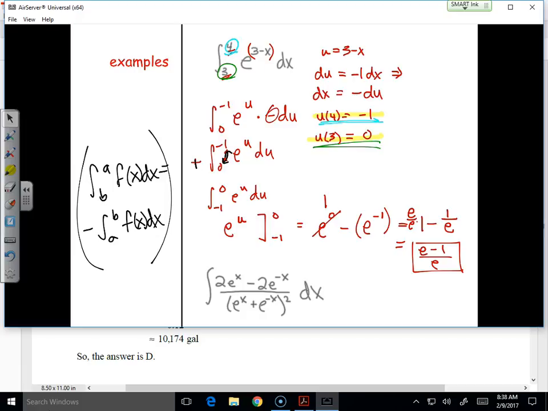That's what I did. But it would have worked out just as well if you had gone ahead and said, no, I'd rather do this instead. You would have still gotten the right answer, because you would have gotten negative e to the u, 0 to negative 1, which would have gotten you negative e to the negative 1 minus a negative would be a plus, e to the 0, and if you notice, that's the exact same thing as what we have down here.